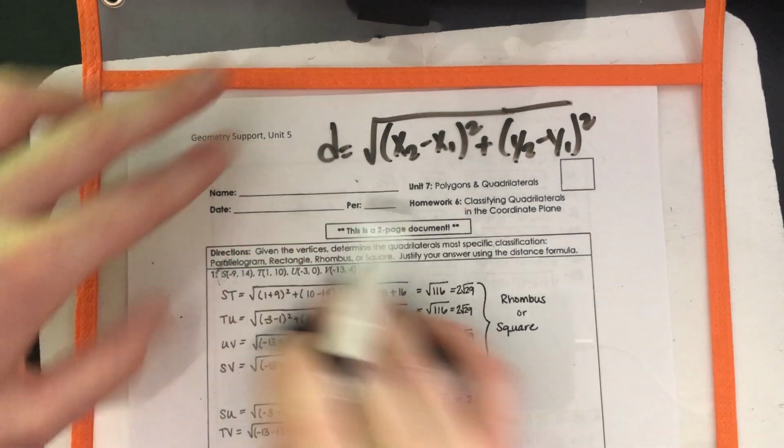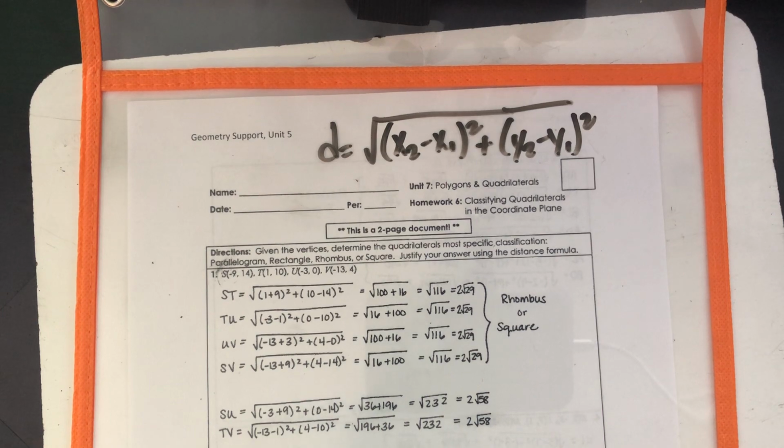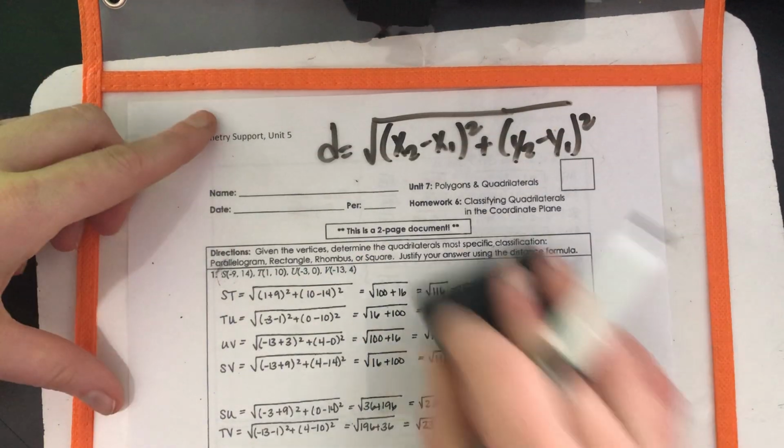Quadrilateral is 4. Sorry, my cat's getting in the way. Go on, Oliver. All right.